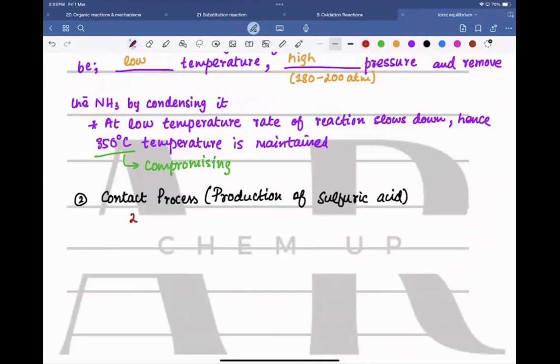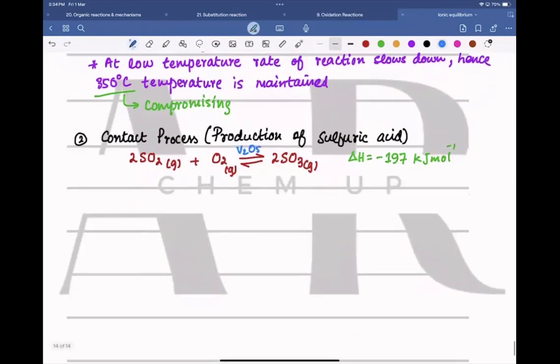The equilibrium reaction is the one in which sulfur dioxide gas reacts with oxygen gas, forming sulfur trioxide gas. And the enthalpy change for this reaction is minus 197 kilojoules per mole. So it means that this reaction is also exothermic, right? And here the catalyst we use is V2O5. Okay. So here again, what temperature and pressure conditions do we need according to the Le Chatelier principle to obtain the maximum yield?